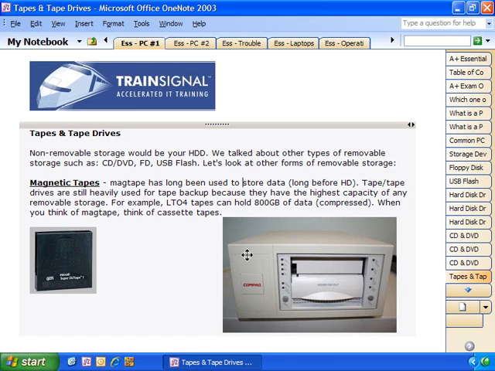The two most common standards today for magnetic tapes are DLT and LTO. Here on the right, we have a DLT tape drive. And over here on the left, we have an LTO tape cartridge. Two incompatible standards. Each has its own cartridge and each has its own drive, and they're made by different companies.